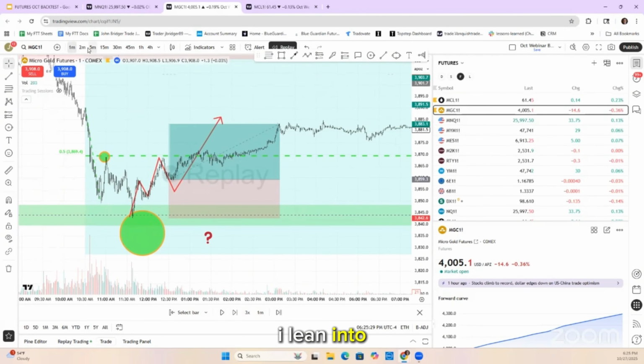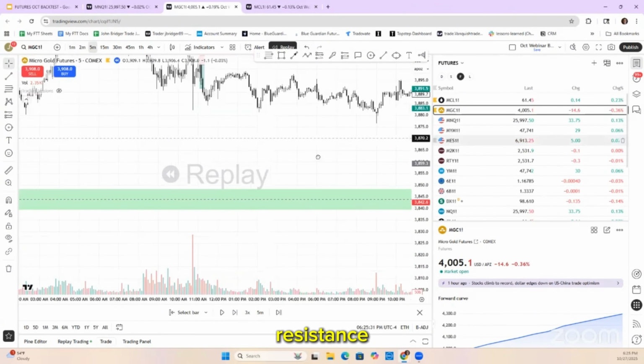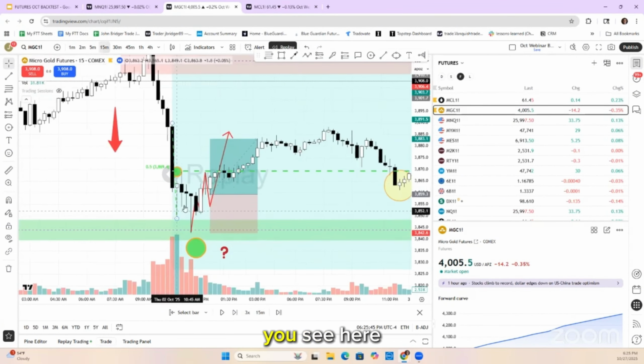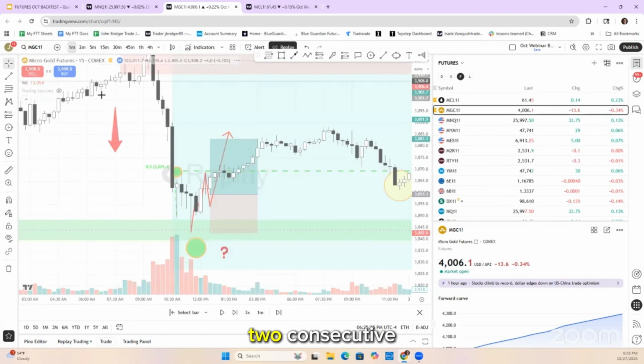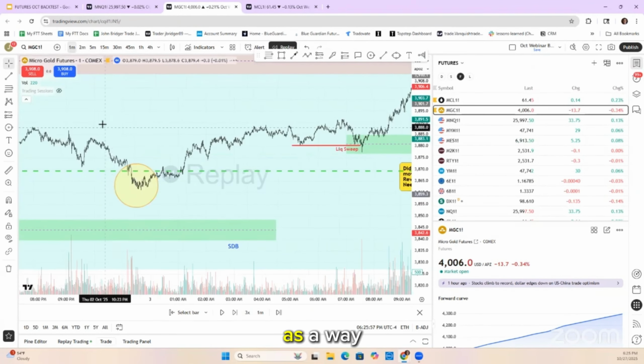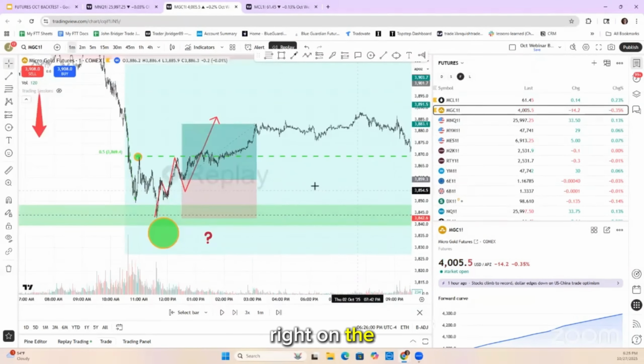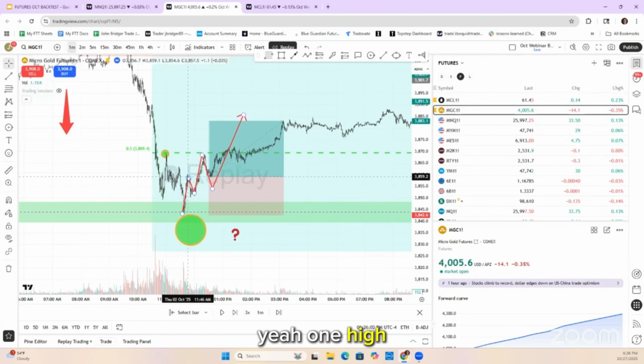This is where I lean into what I call support and resistance. So when you got this sequence, you can see here kind of come down with this drop, and then on the 15-minute, you see a pretty strong move up, taking out this resistance. Again, you would look at 2 consecutive higher highs as a way to confirm on the lower time frame. So you have one high here, a low, another higher high that broke this high. That could also be considered a break of structure for a trade. Not the best setup, but it's doable for sure.